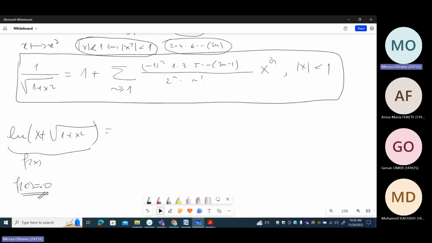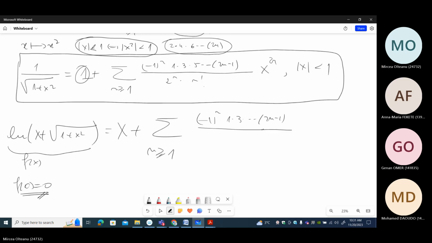Okay, so what did you get? So the primitive of 1 here is x plus a constant, and here the primitive of x^(2n), which vanishes at 0, is x^(2n+1) over 2n plus 1, with modulo of x less than 1.